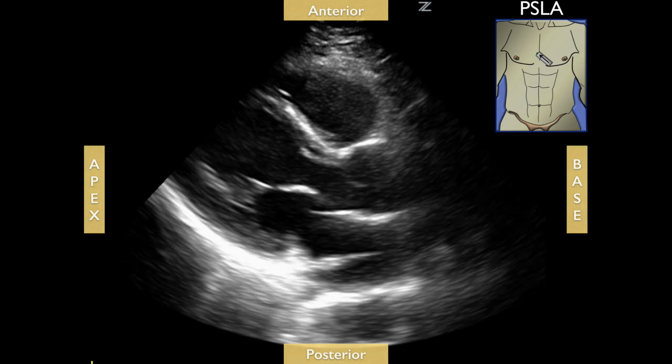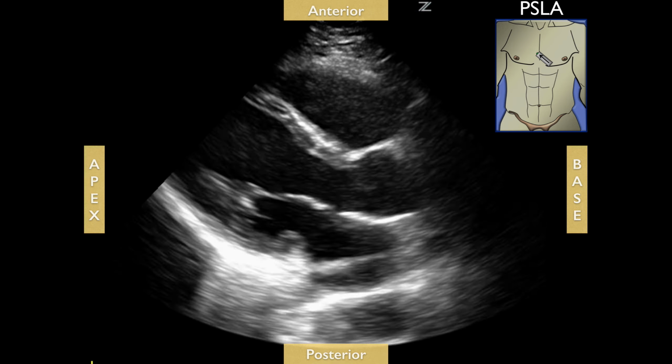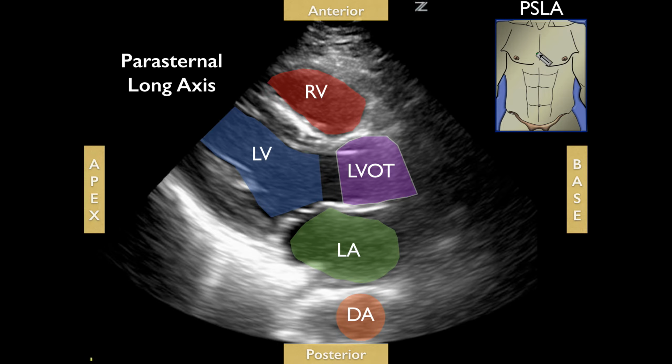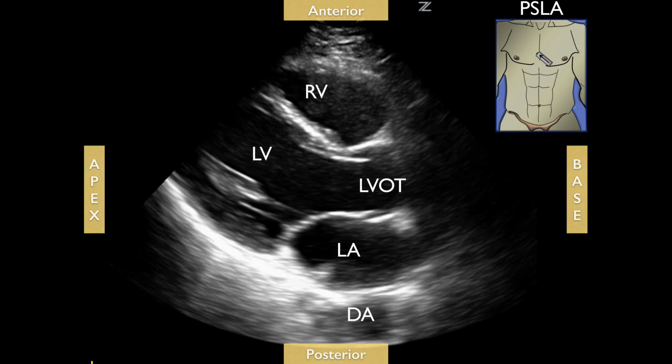Here you can see what a peristernal long axis would look like, and this is the view that you want to see. Here are some of the structures you want to identify. Most anteriorly is the right ventricle, then the left ventricle, the left ventricular outflow tract, and the left atrium, which are the structures you want to identify below the RV. And here's how it looks in real time.